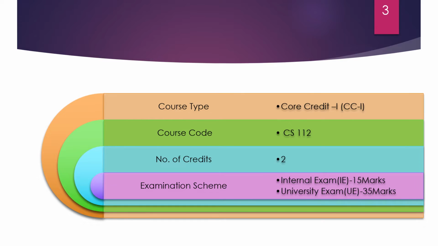Examination scheme: there are two types of exams, internal exams and university exams. For internal exams, you have to secure a maximum of 15 marks, and these marks are based on continuous assessment evaluation by giving quizzes, assignments, etc. And the university will conduct an exam, that is the university exam. For that, the maximum marks you have to secure is 35.